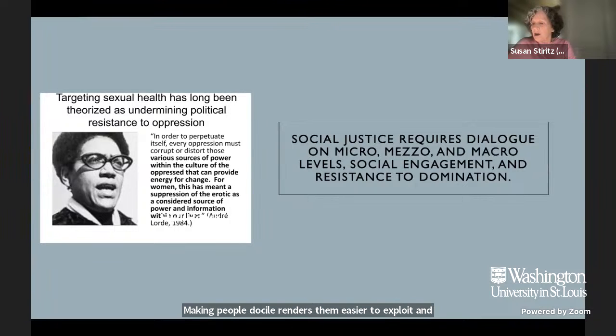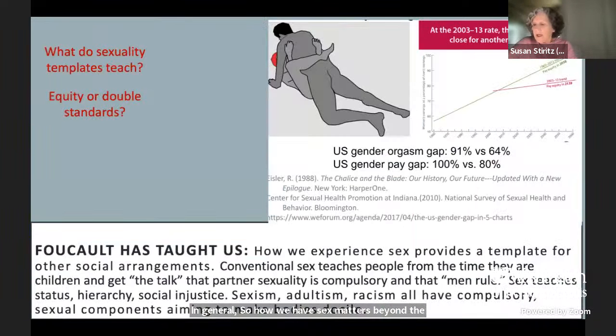As Foucault has taught, how we have sex provides a template for how we relate with others in general. So how we have sex matters beyond the personal. The personal is the political. So this is how we typically have sex in the US, supposedly. Sex chatting can provide critical consciousness. It is a form of consciousness raising.